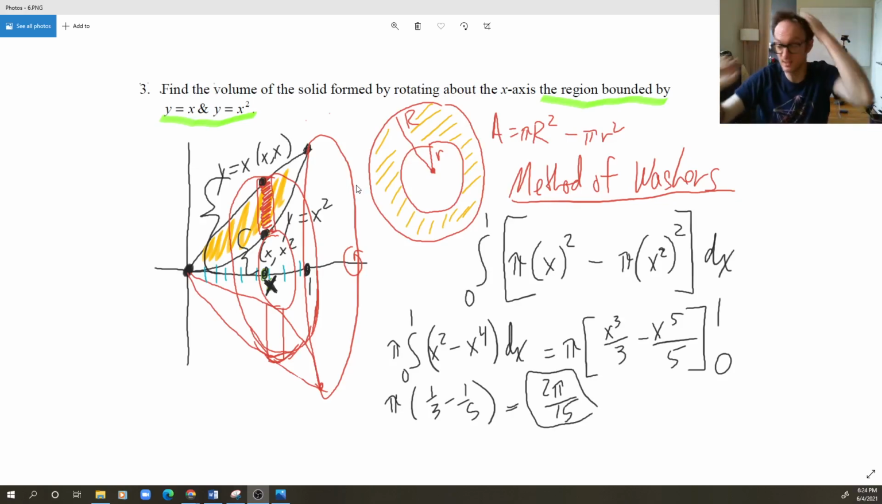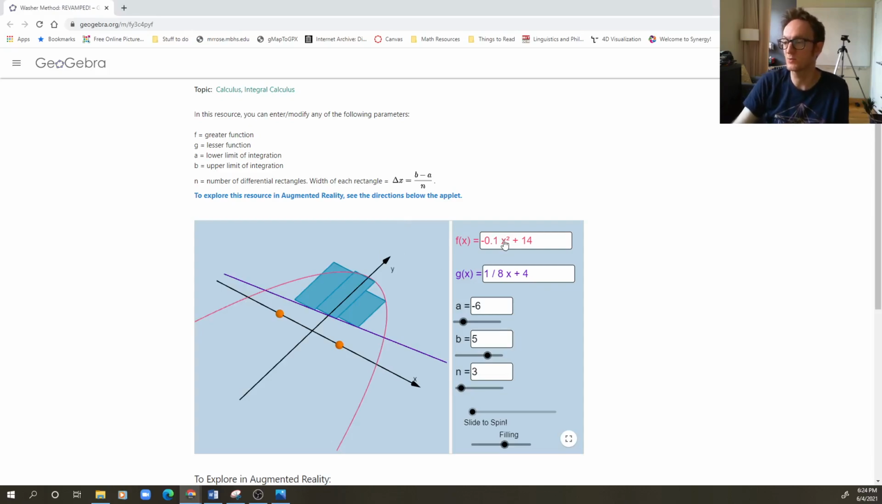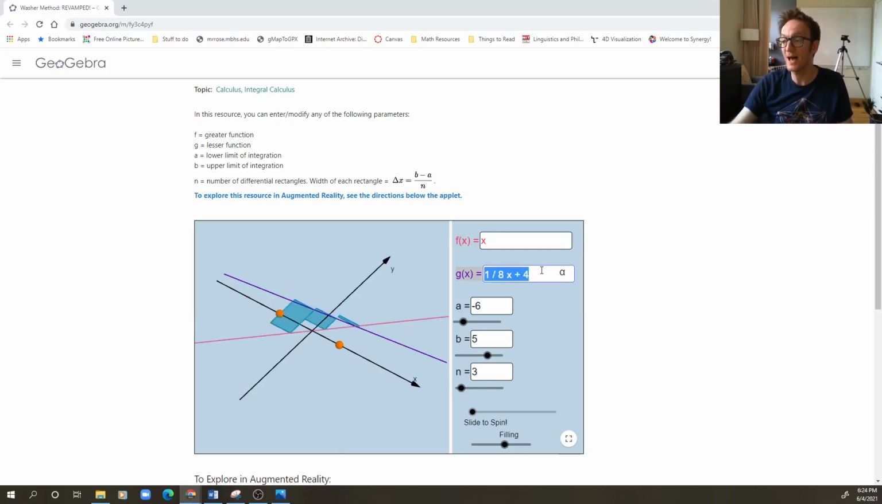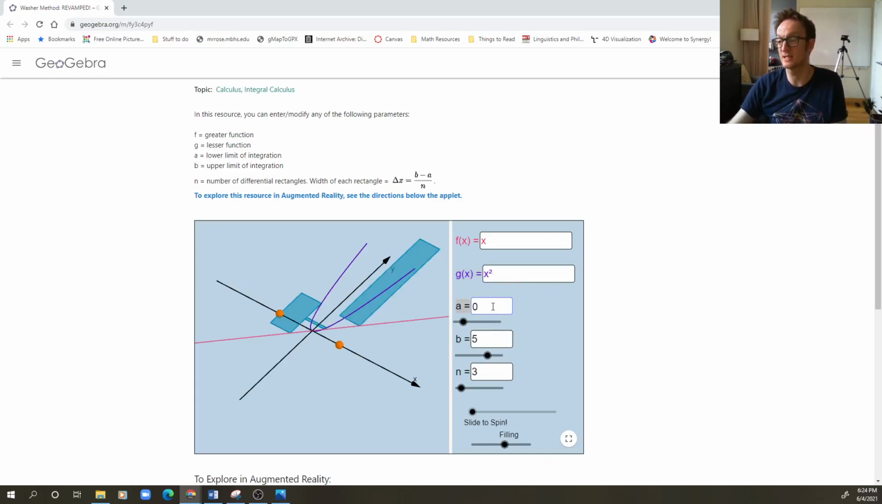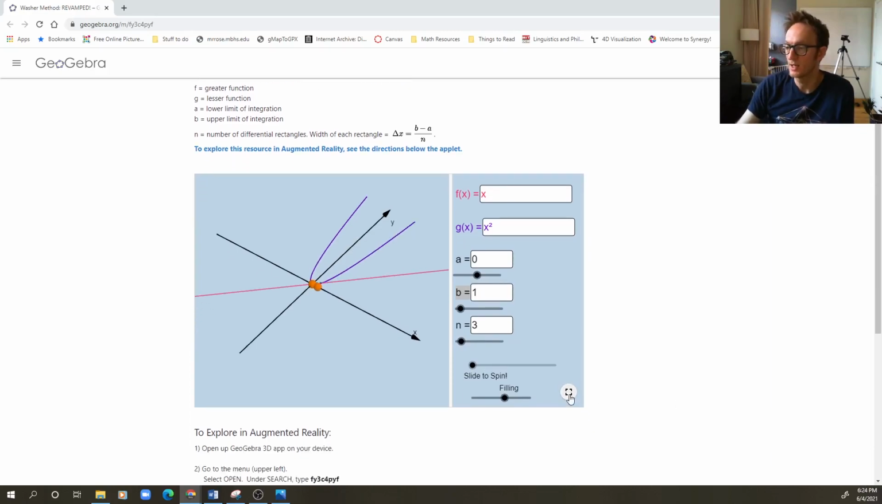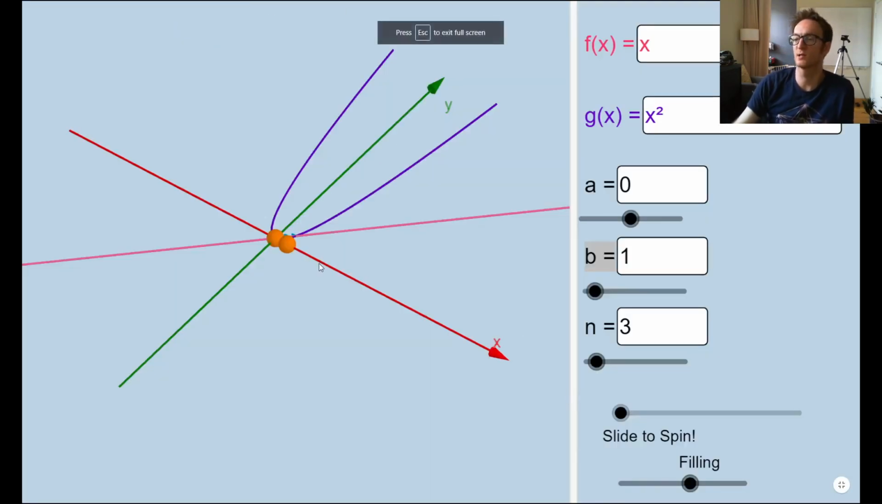Okay, so this is the one I'm going to try to do. All right, going back to this website, the function on top is x. The function on the bottom is x squared. And here we're starting not at -6, but at 0, and we're ending here at 1. All right, here's where I start to find this a little bit annoying. I should also probably make this bigger. That's going to look a lot better.